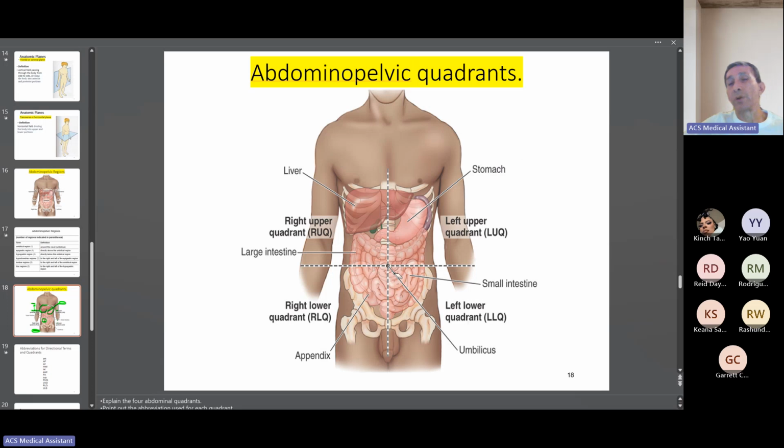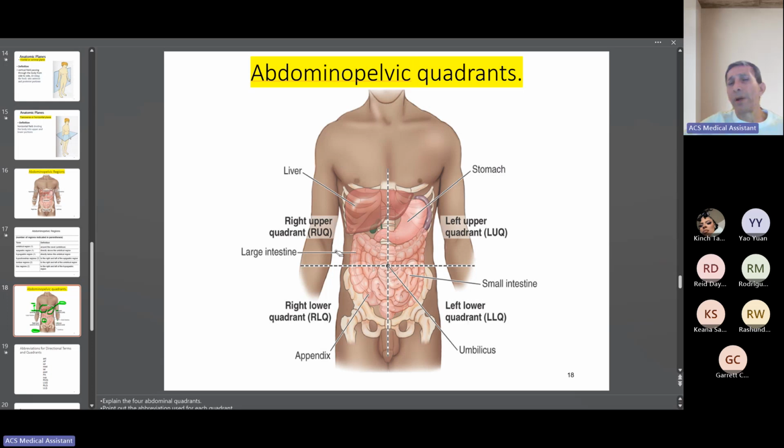See, when we evaluate, we know that most of the intestines are in the lower part, whether right or left. So that's basically what it is. Most of the other organs are on the upper part, whether right or left. See, in this area, we're going to have the liver, we're going to have the stomach, we're going to have the pancreas.